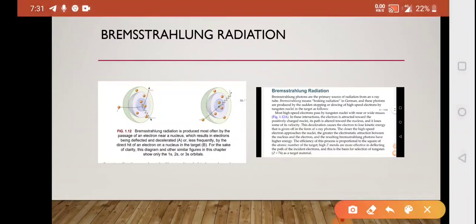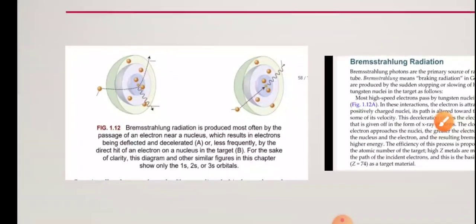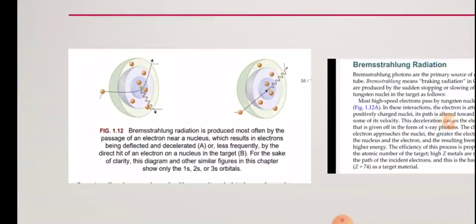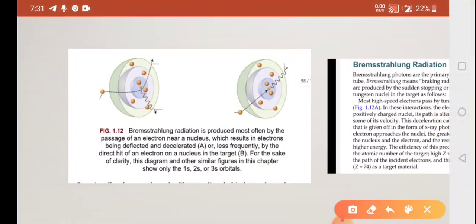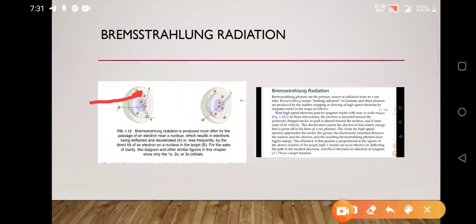So first of all comes your Bremsstrahlung radiation. Bremsstrahlung and characteristic are the two types of radiation that are produced by the tungsten target when the electrons hit that tungsten target. So what happens in your Bremsstrahlung radiation is that whenever a photon hits this target, that is your nucleus, in that case, let me show you.